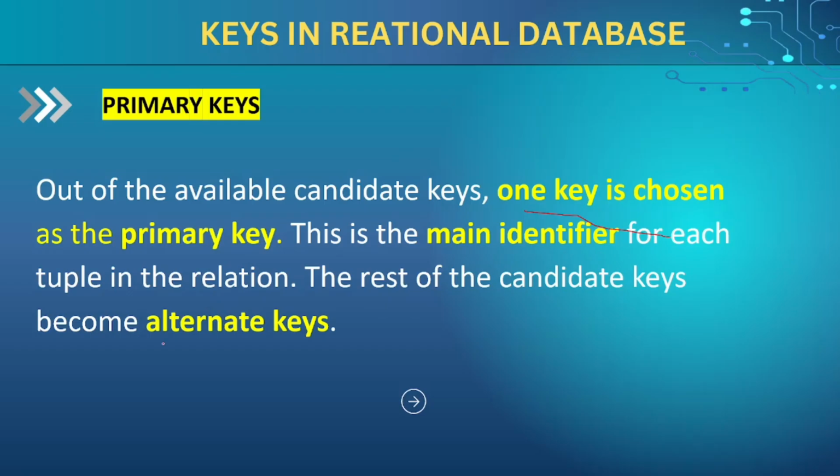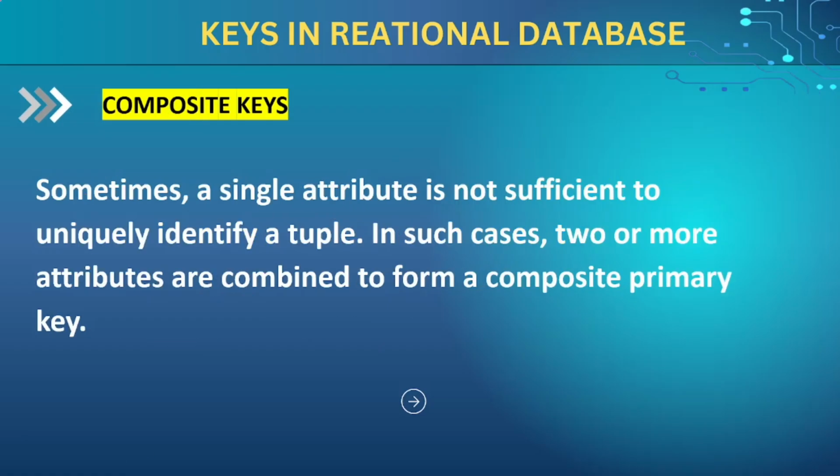The rest of the candidate keys become what? Alternate keys. So the GUID also becomes what? Alternate key. And what is a composite key? When a single attribute is not sufficient to uniquely identify a tuple, in such a case two or more attributes are combined to form a composite key. For example, if you don't find any unique value, then what can you do? You can combine both columns to create a composite key. If in your table you don't have any unique value at all, then you consider two columns and prepare a composite key.